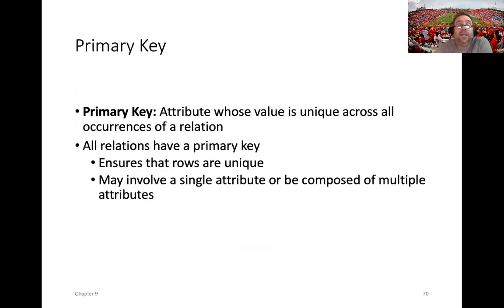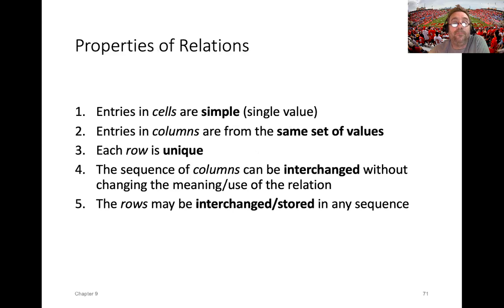So our primary key, this attribute whose value is unique across all occurrences of the relation. Every relation must have a primary key, which makes sure our rows are unique, and our primary key can be a single attribute, or it can be composed of multiple attributes. So remember that a primary key with multiple attributes is called a composite primary key, because the primary key has more than one attribute making it up.